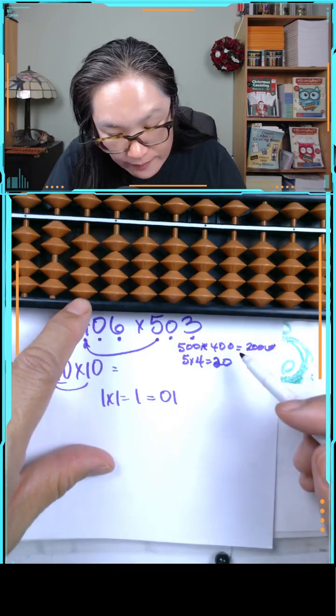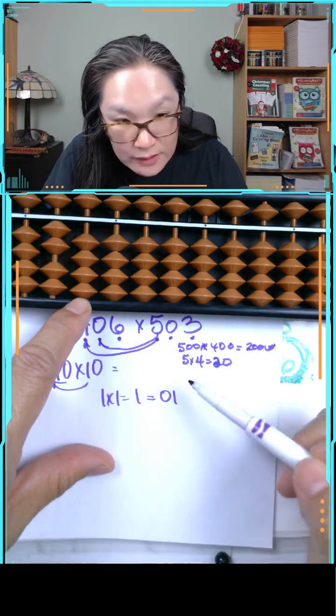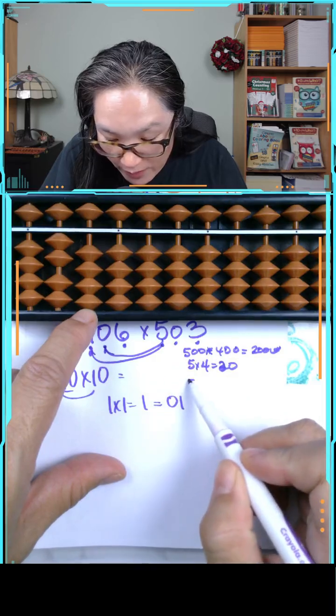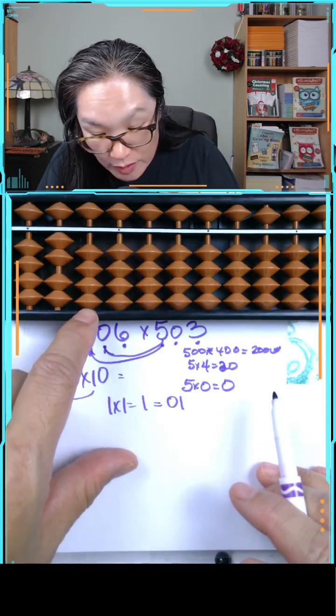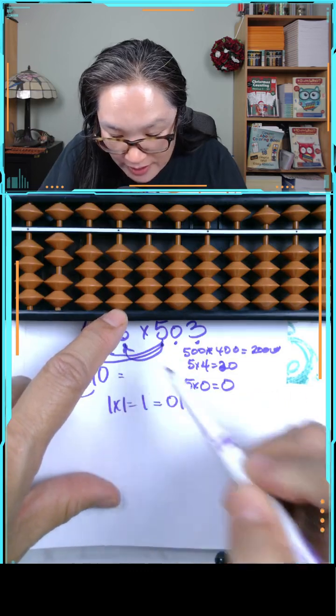We're over here, right? And then we go 0 times 5. 0 times 5 is 0. We have to pay attention to the 0. 0 times 5 is 0. 0 is a single digit, so it becomes 0, 0. Right? Now we're here. 5 times 6.